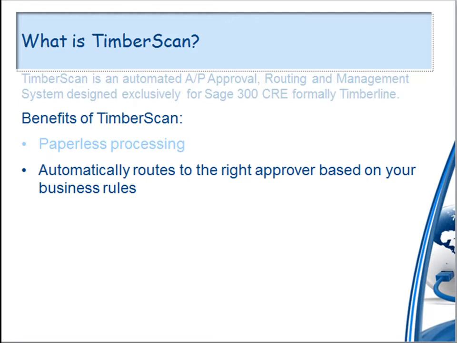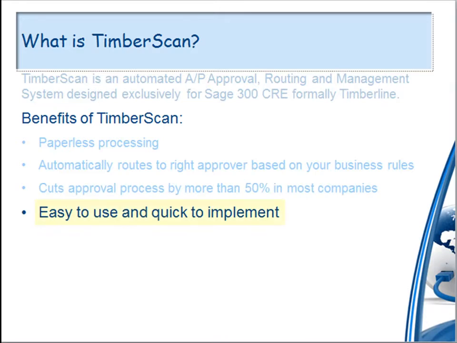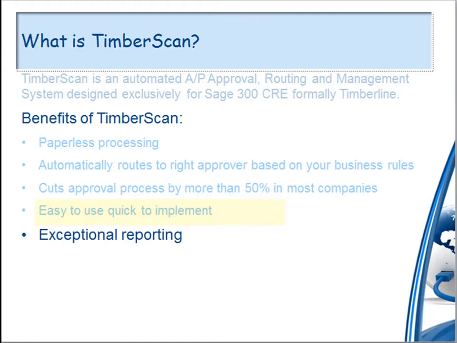TimberScan automatically routes invoices to the right approver based on your company's business rules. It cuts the approval process by more than 50%. Some clients have reported that approvals that used to take weeks now take days with TimberScan. It's easy to use and quick to implement. Most clients are operational within a matter of a few days.